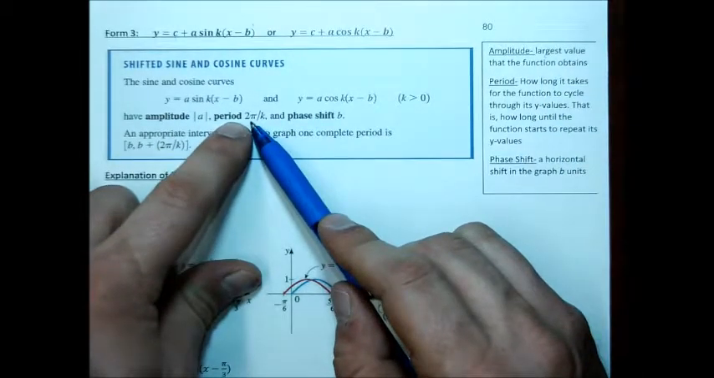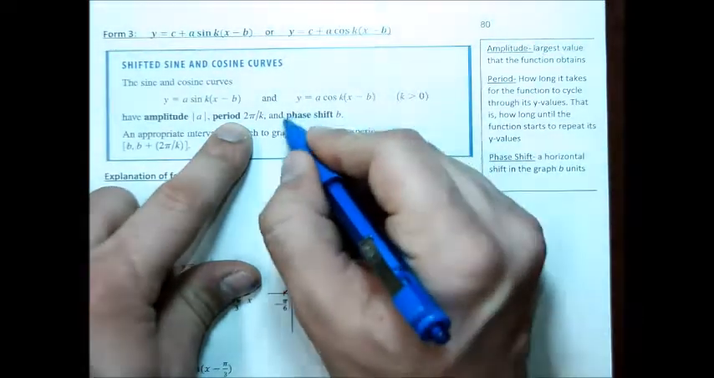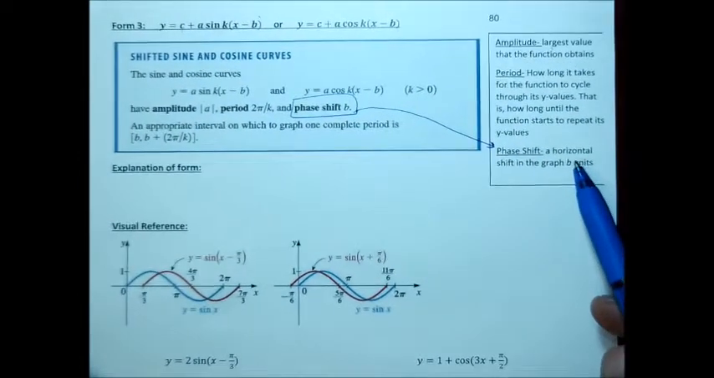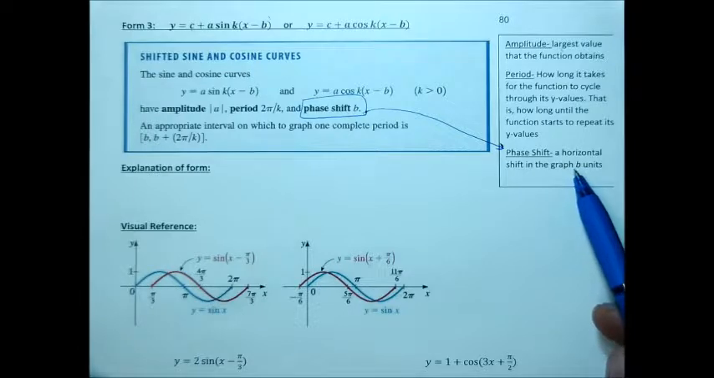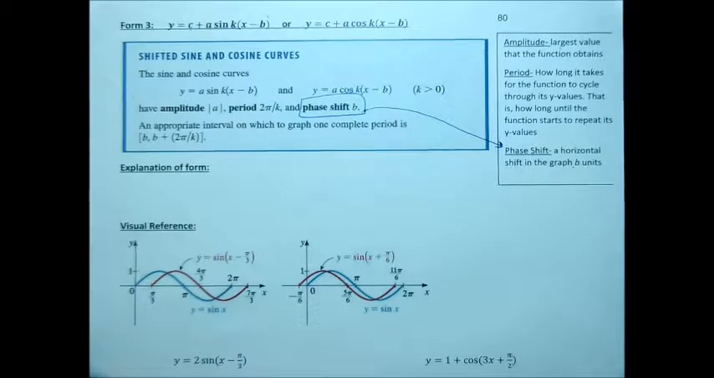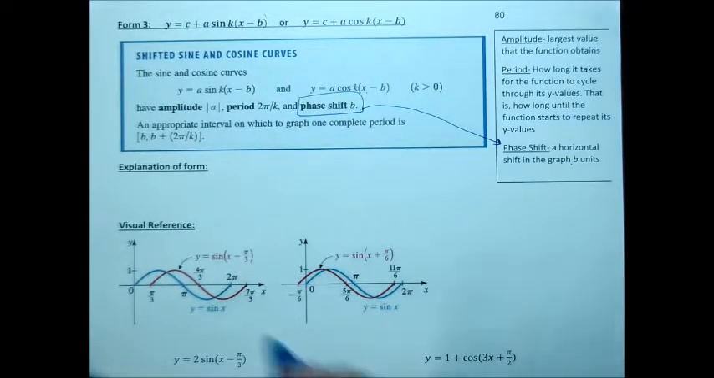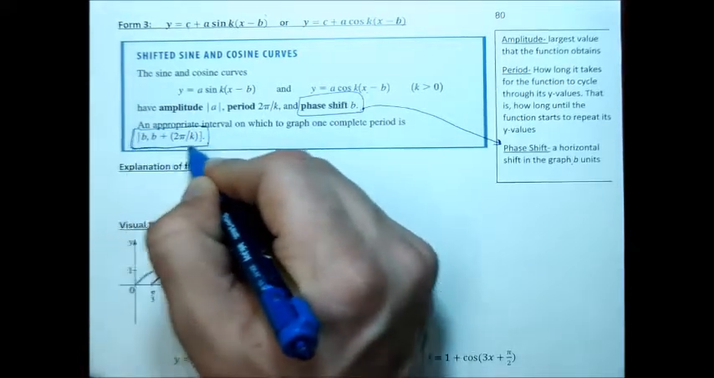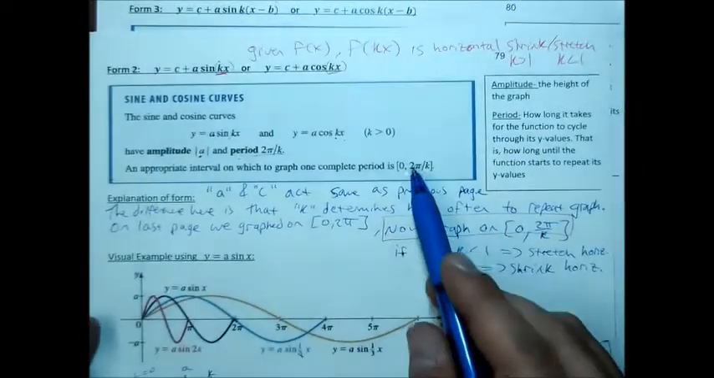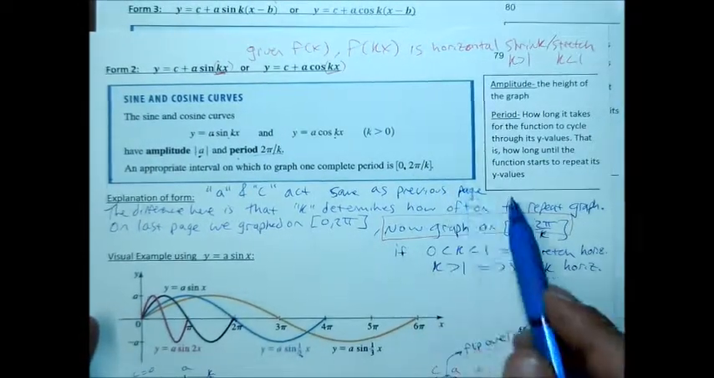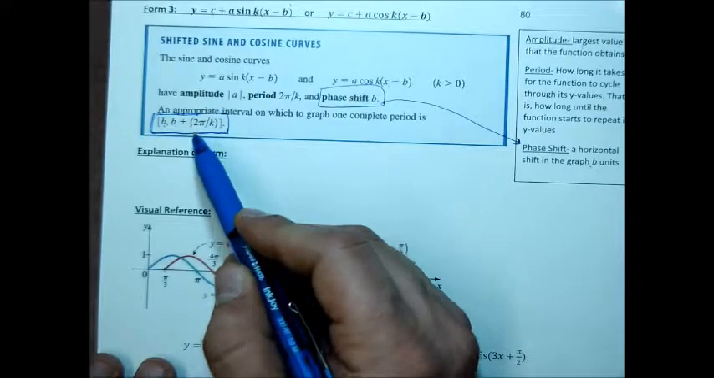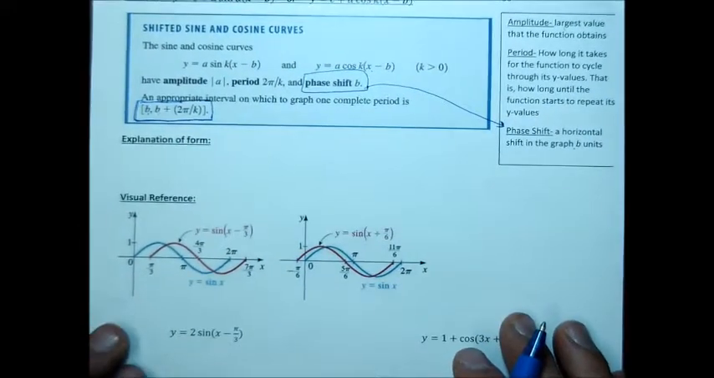We still have the same period, 2 pi over k, but now we have a new thing, the phase shift. And so the phase shift is what's being described here. It's how far the graph is shifted left or right. And so it's a horizontal shift of b units. And you can see that's because we're subtracting or adding b inside there. And so we do the exact same thing as we've been doing on the last page, except here is our new interval of graphing. Just looking back to the last page, we went from 0 to 2 pi over k. Now, we're going to go from b to b plus 2 pi over k. Okay, so everything's the same, except we just have a new interval.